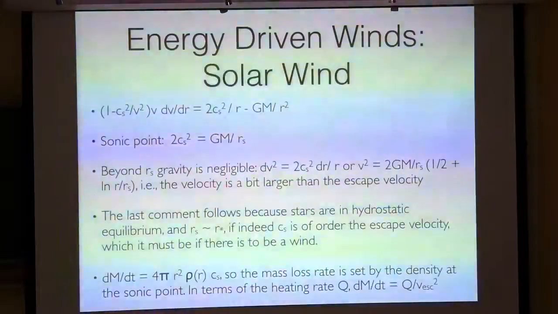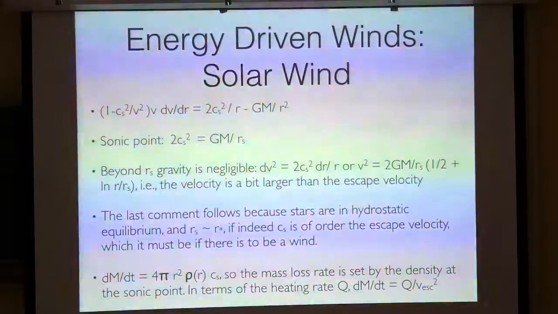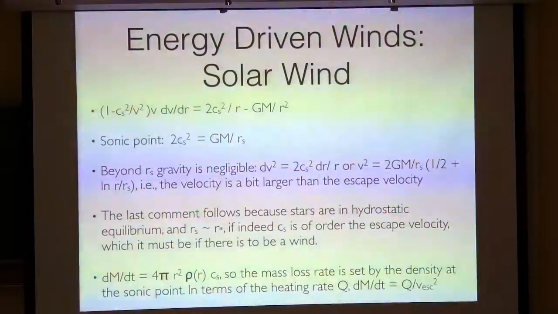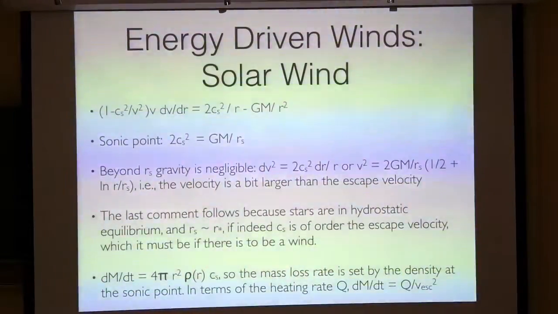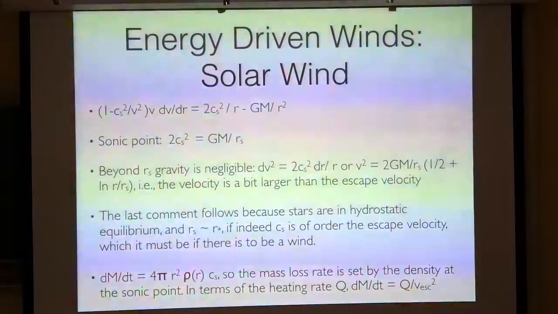All right, energy-driven winds. So that was momentum-driven winds. Now I'm talking about energy-driven winds. I should say energy-conserving. I should change that. So this is just the solar wind. This is a classic Parker sort of thing. You start with the same two equations, the continuity equation and the momentum equation. You eliminate the density using the continuity equation. You assume again steady state, because the sun is a lot older than the time scales involved. So this is Parker's classic equation.